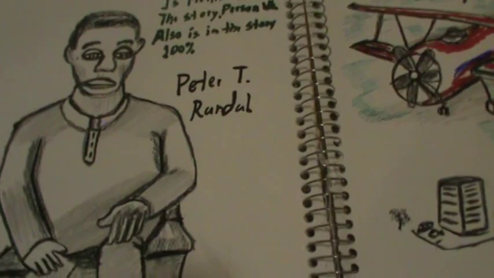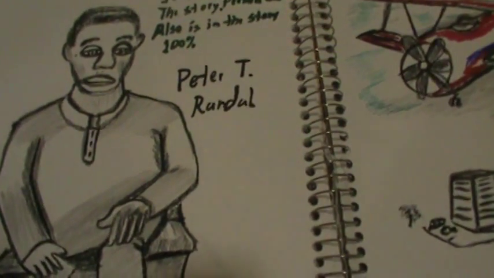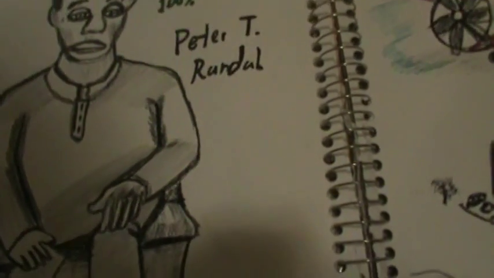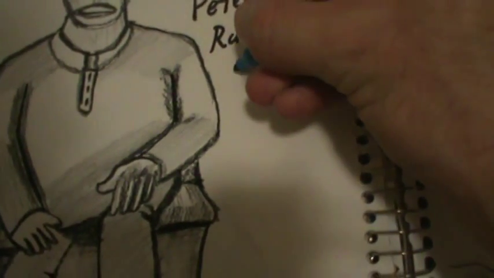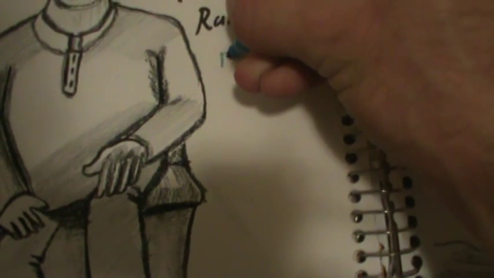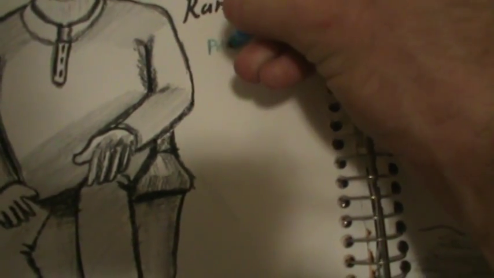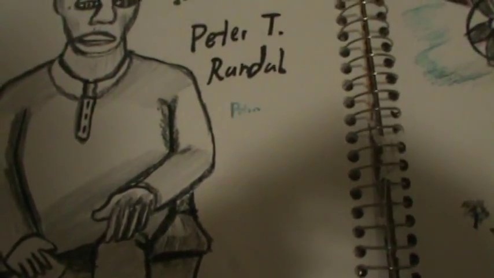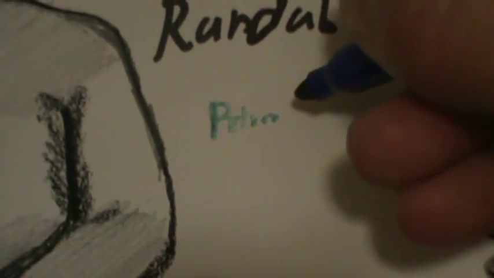But on the other hand, I think a good way to begin the story is with Peter. It's Peter Randall, and I'm going to use a darker marker right here. But anyway, for Peter Randall, it's to work with tools, and build something.